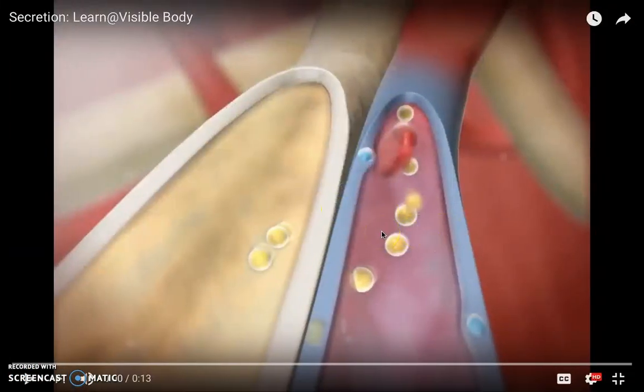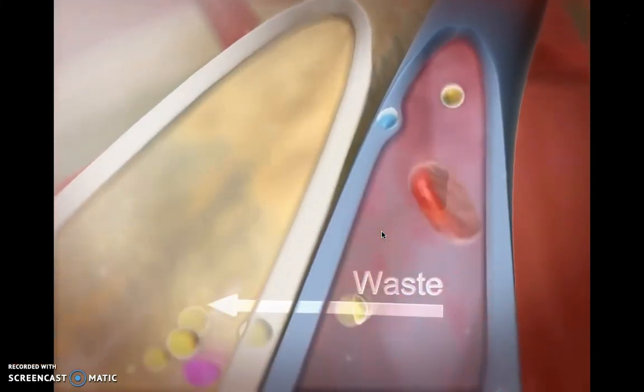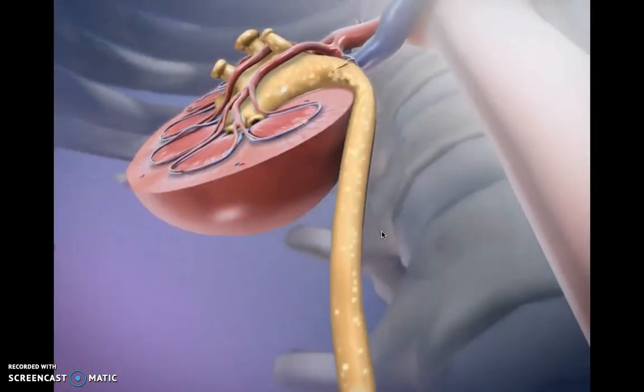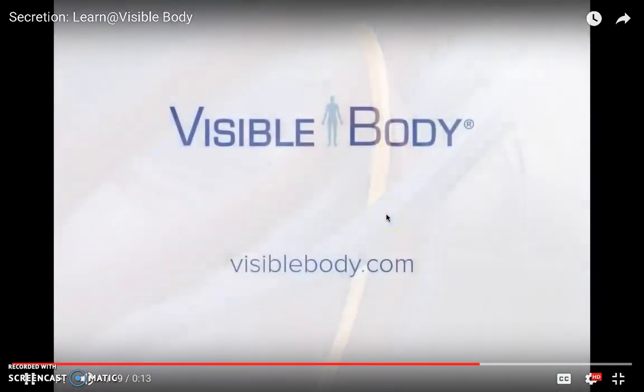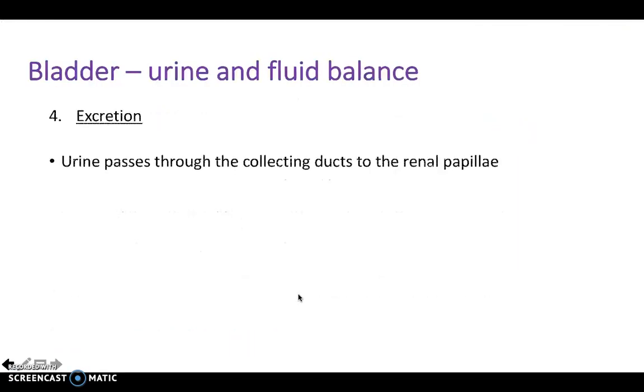And you can see this here. Ions and hydrogen ions pass from capillaries into the renal tubule. This creates urine, which passes out of the kidney into the ureter and down to the bladder. And so finally we can excrete the urine.